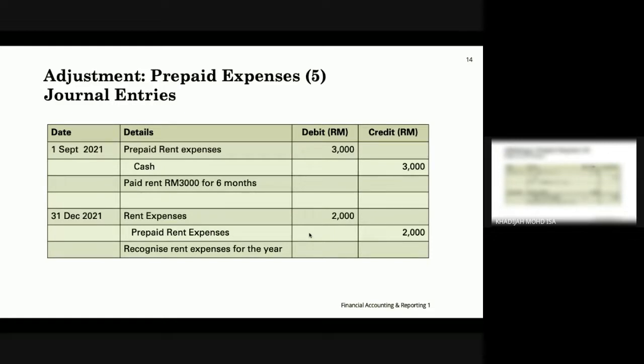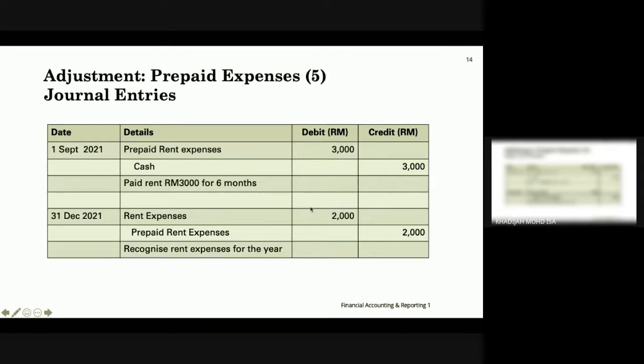So when you make payment on 1st September, this is your recording. Prepaid rent expenses 3,000 and cash 3,000. But when you have the year end 31st of December, then you're going to recognize how much is my rental expense from September to December. So you're going to recognize the 4 months period. So you're going to debit your rental expense 2,000. Then you are going to reduce your prepaid rent expense, the account that you first created just now. So now the amount is reduced by 2,000.